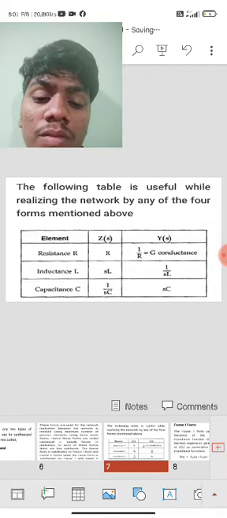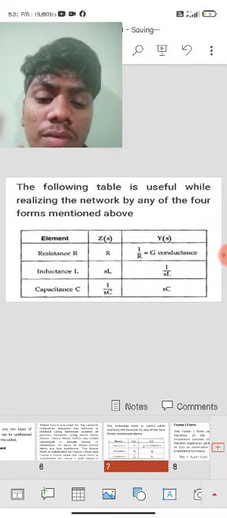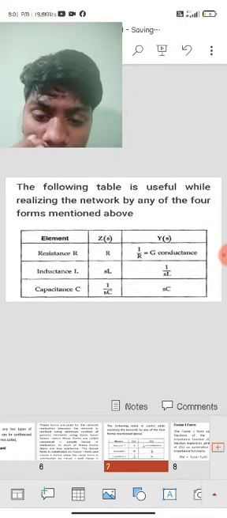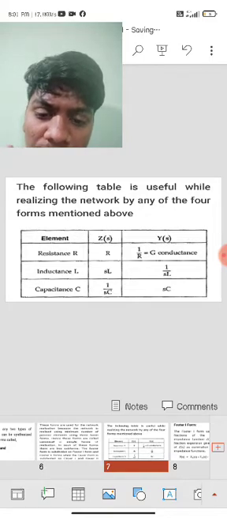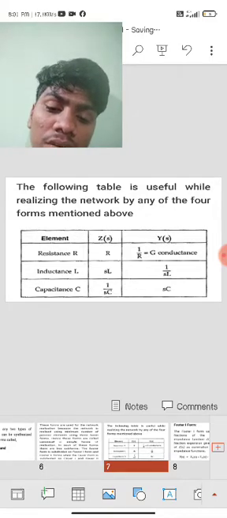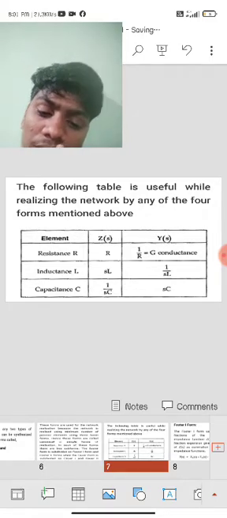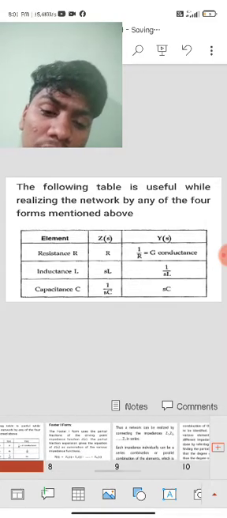The following table is useful while realizing the network by any of the four forms. Element database: resistance R, 1 by R equals conductance; inductance SL, 1 by SL; capacitance 1 by C equals SC.